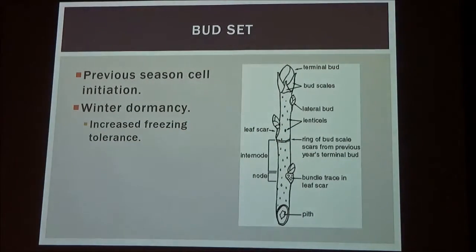Bud set, in general terms, is the initiation of tissue the season before. So plants create their tissue at the end of the summer, or sometimes the middle of the summer, and then save that throughout the winter. Dormant buds have increased freezing tolerance compared to other tissues. Then springtime growth begins with that preformed tissue.